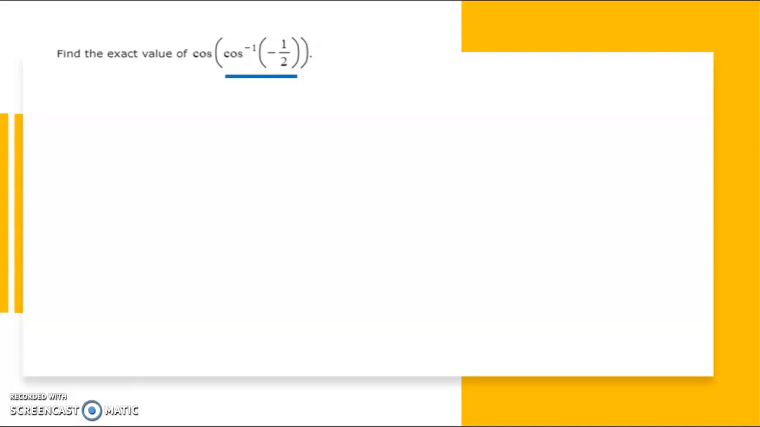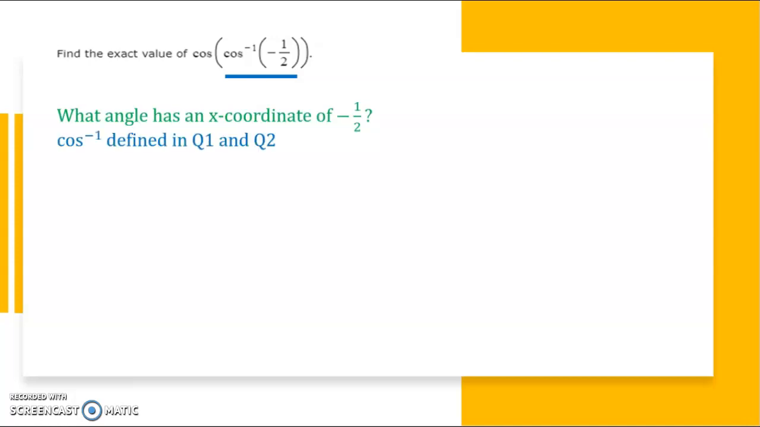Here again, we start with what's inside the parentheses. This asks what angle has an x coordinate of negative 1/2. Inverse cosine is defined in quadrant 1 and quadrant 2, but since the 1/2 is negative, we must be in quadrant 2. My pi over 3's have the x coordinates of 1/2, and the pi over 3 in quadrant 2 is 2 pi over 3.